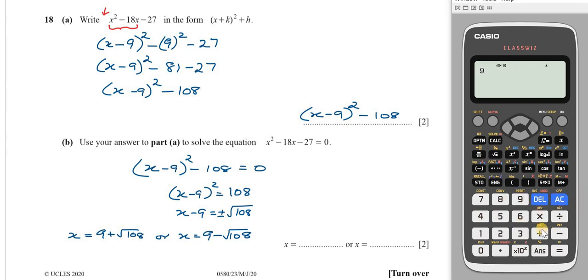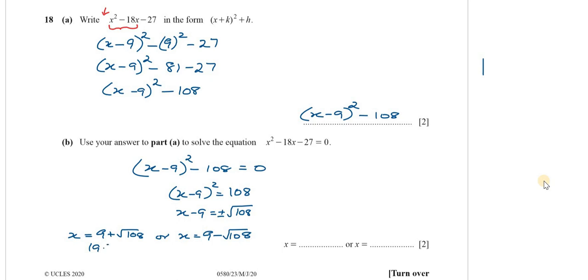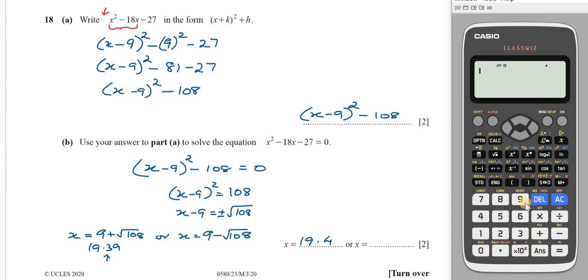Is 9 plus square root of 108. So its decimal form will be 19.39. Here it is 19.39. So I can write here 19.39, 3 significant figure. This is the third figure, is 19. When you look at the next digit, it is greater than 5. So 19.3 becomes 19.4.